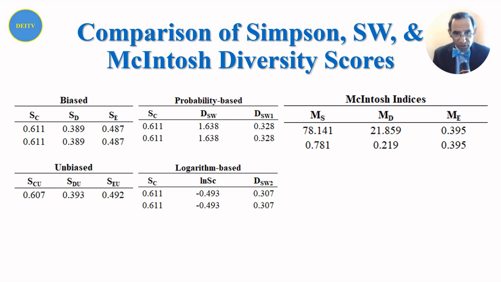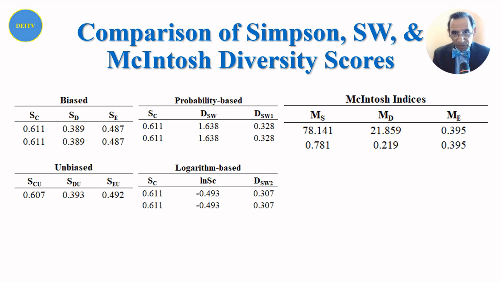When you use the logarithm-based index, again you're taking the same Simpson concentration score of 0.611. You take the logarithm value of the Simpson concentration score, that gives you 0.493. When you multiply that by -1, that gives you a positive 0.493. Divide that by the maximum value, which is going to be the logarithm of the number of categories. That gives you the logarithm-based Smith and Wilson index value of 0.307.